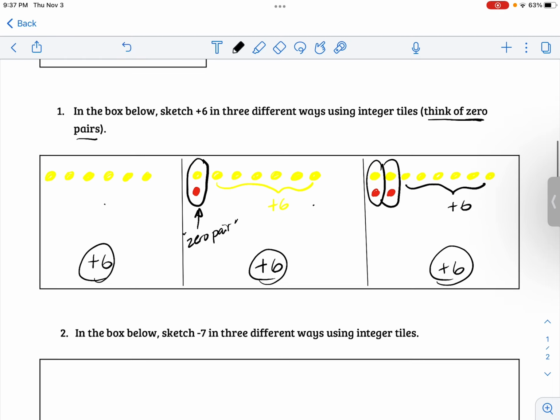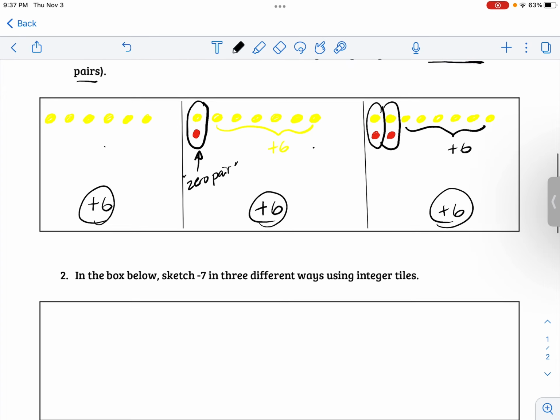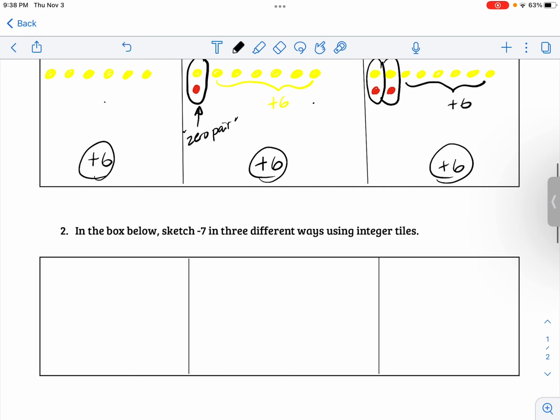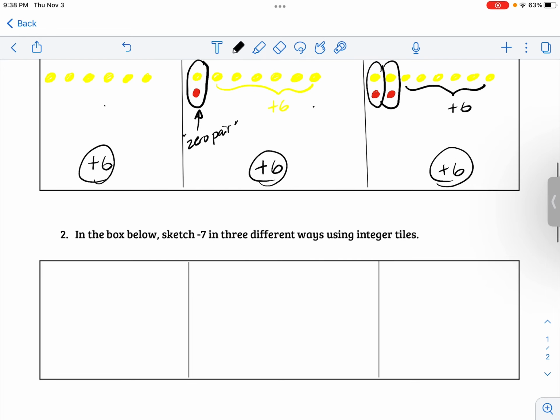So if you look at number 2, it says in the box below, sketch -7 in 3 different ways using integer tiles. I encourage you at this point to pause the recording and come up with 3 different ways you're going to sketch -7. Now, the 3 different ways I will do it may differ from how you have it, but that's okay. You should be able to check your own work, just making sure you have the same amount of zero pairs and that what you end up with is the representation of -7. So go ahead and pause the recording.